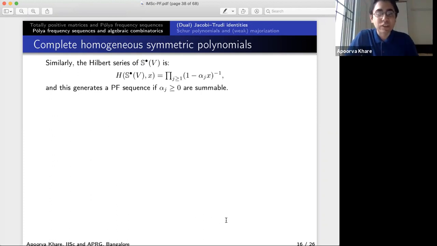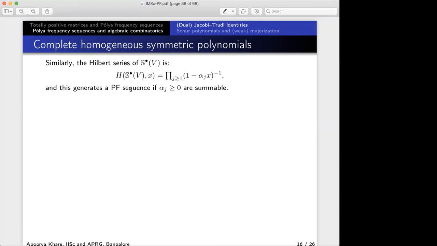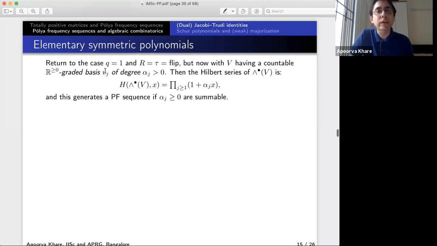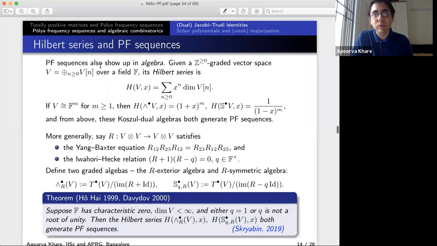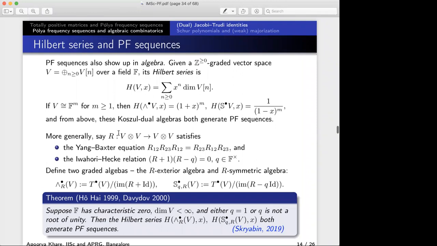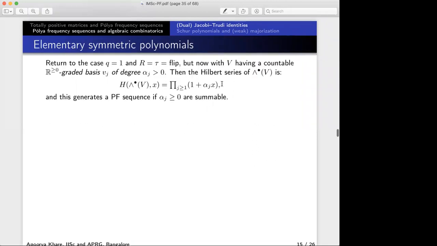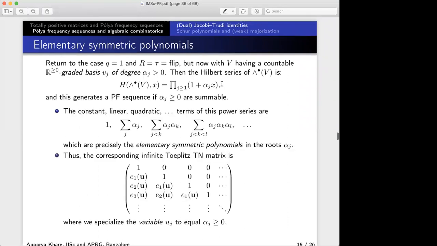Oh, okay. So then why did you say this? I was just reminding people, since we came from it, I wanted to first of all show that these series, totally positive sequences, show up in algebra in multiple ways. And now let's return back to the base case where there is no Q, there is no R, it's just a flip. And you can forget the underlying algebra, and I can even forget the left-hand side of this, H.